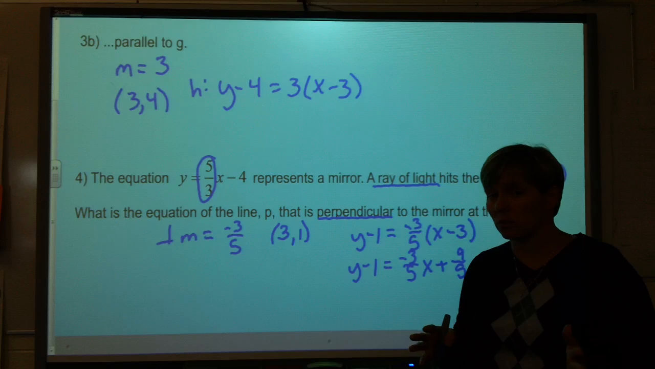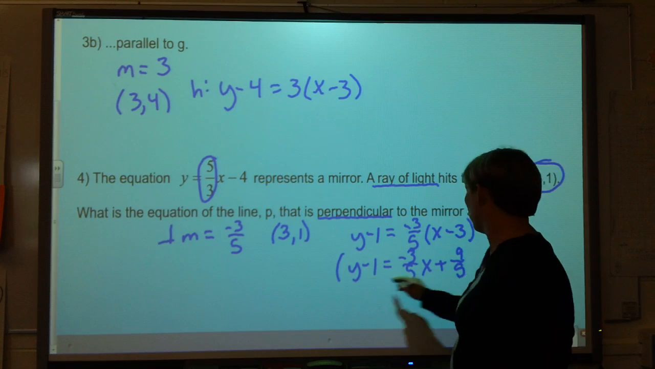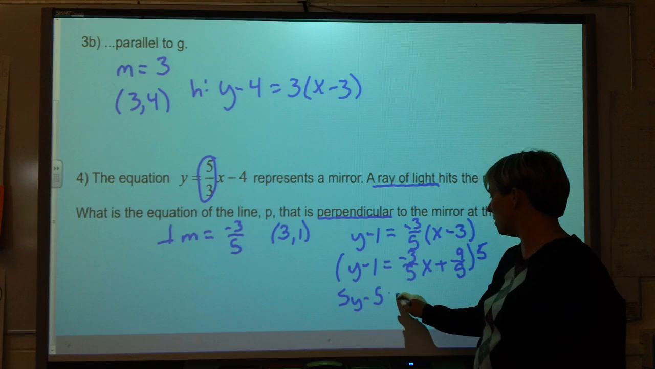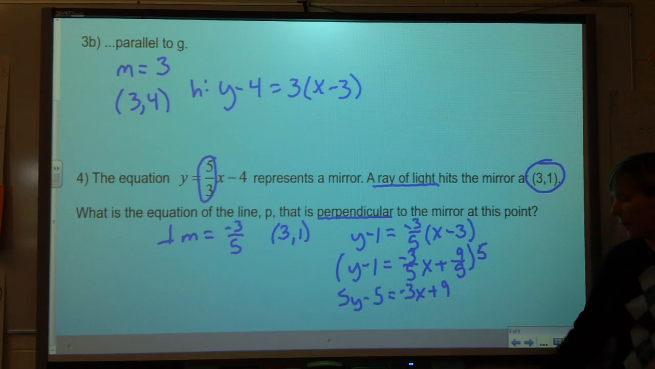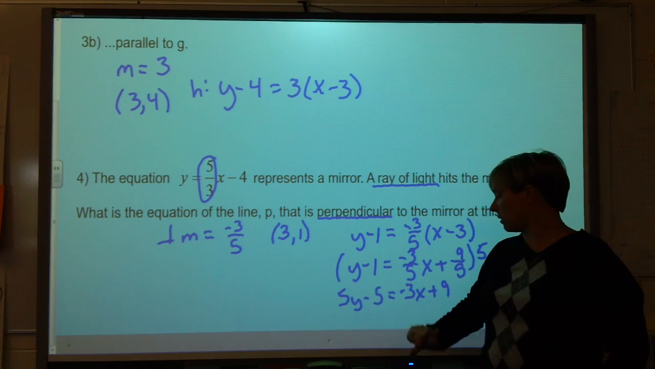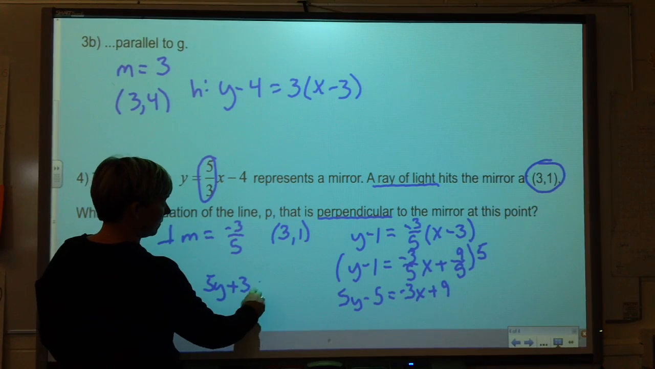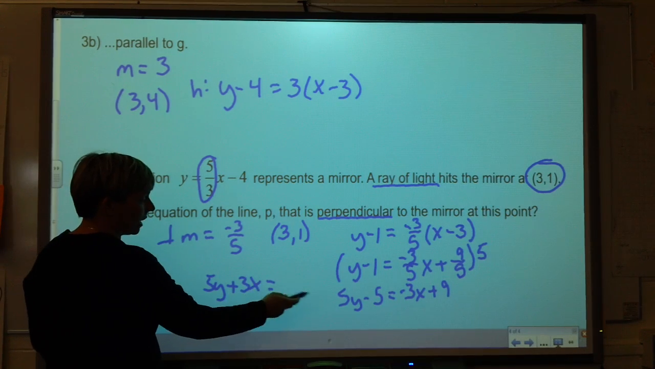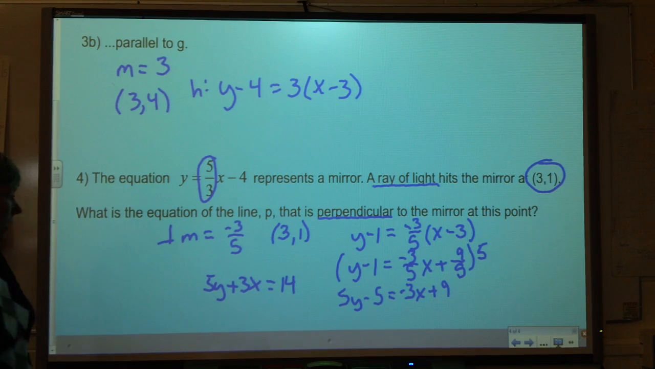I don't want any fractions, so the first thing I'm going to do is multiply everybody by 5 so that I can get rid of that fraction. That's going to give me 5y minus 5 is equal to -3x plus 9. So remember, x's and y's on this side, constants on this side. So I'm going to add 3x to both sides. That's going to give me 5y plus 3x. And then I'm going to add 5 to the other side, which will give me 5y plus 3x equals 14. That would be my final answer.